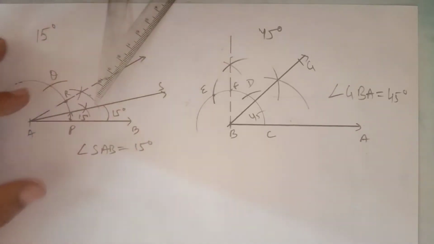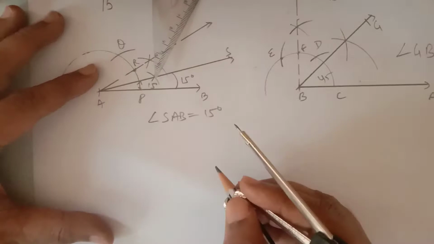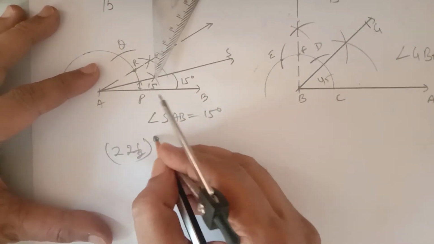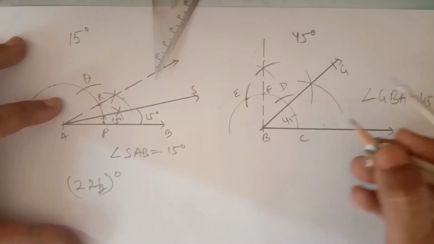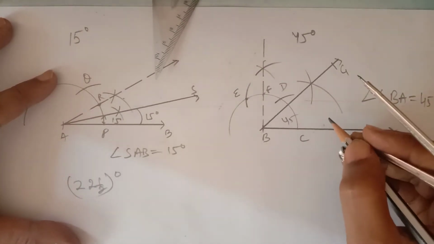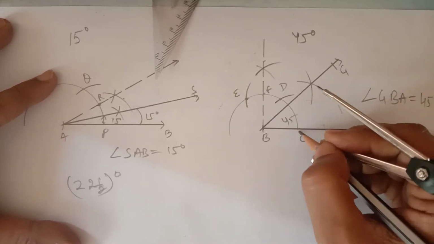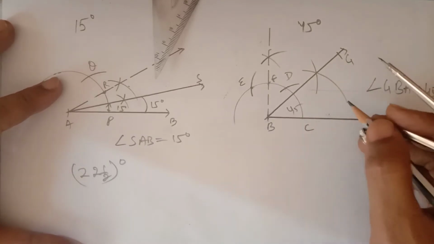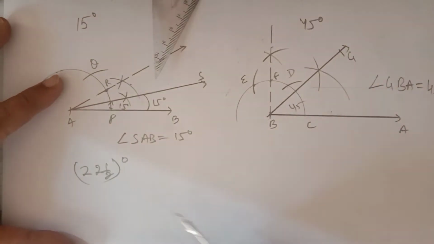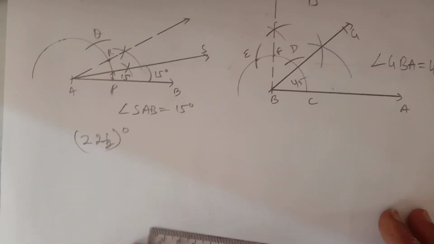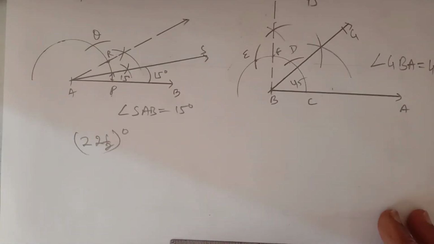Now half of 45 is 22 and a half. So you can draw the angle of 22 and a half degrees, which is half of 45. So 22 and a half can be constructed. After drawing 45, you bisect the 45 degree angle and you'll get the angle of 22 and a half degrees. First draw the 45 degree angle, and when we bisect it, you'll get an angle of 22 and a half.